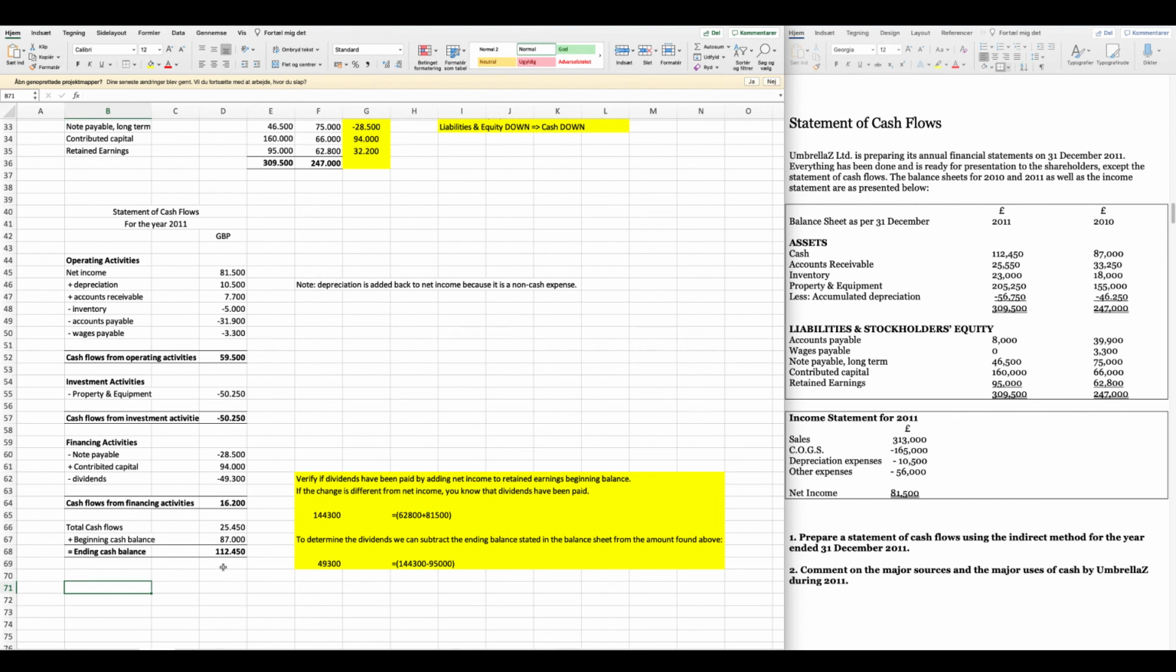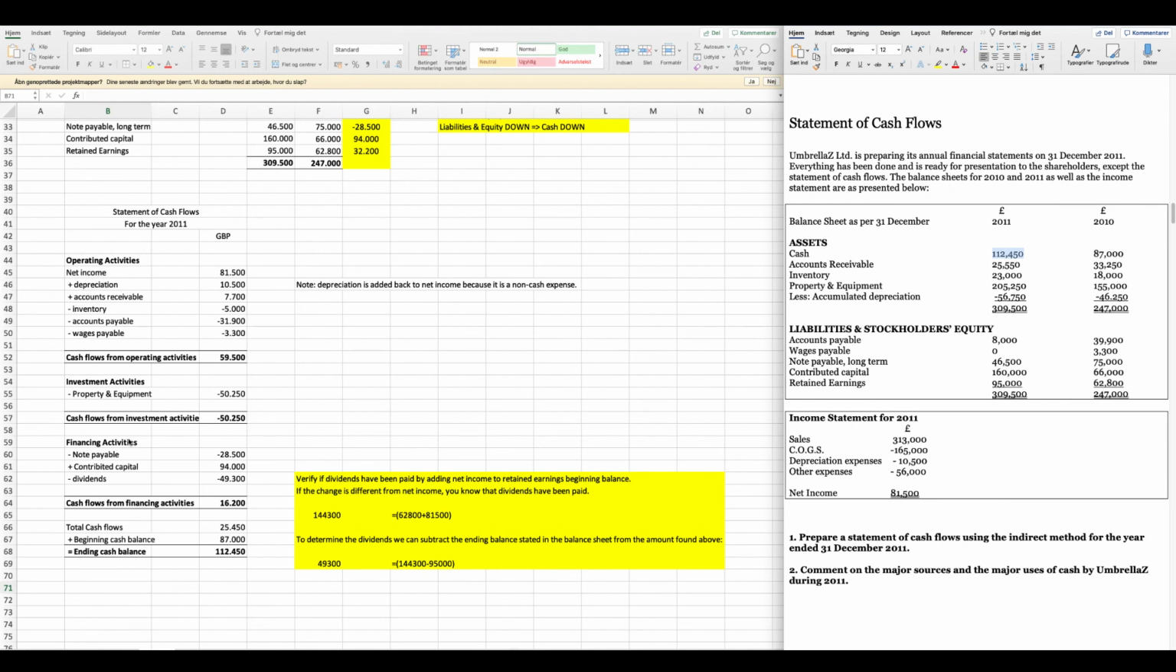So you can always verify if you've done the statement of cash flows correctly by looking at the balance sheet and verifying, and in this case, we can fortunately verify that it is correct, that this amount here, 450, corresponds to what we have found as the ending cash balance here. In other words, also 112,450. And this is, of course, important because it means that we've actually done the statement of cash flows correctly.